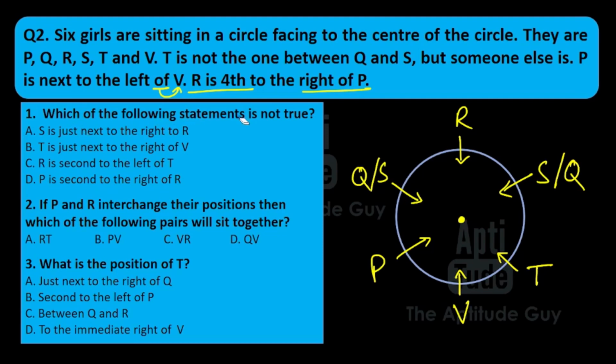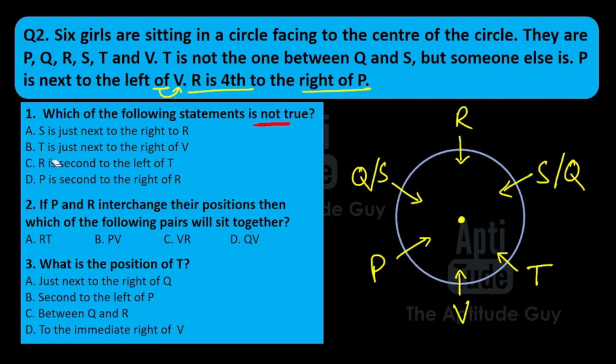Which of the following statements is not true? Option A says S is just next to the right of R. Is S next to the right of R? Maybe or maybe not. We are not 100% sure. So it's not definitely true or not definitely not true.